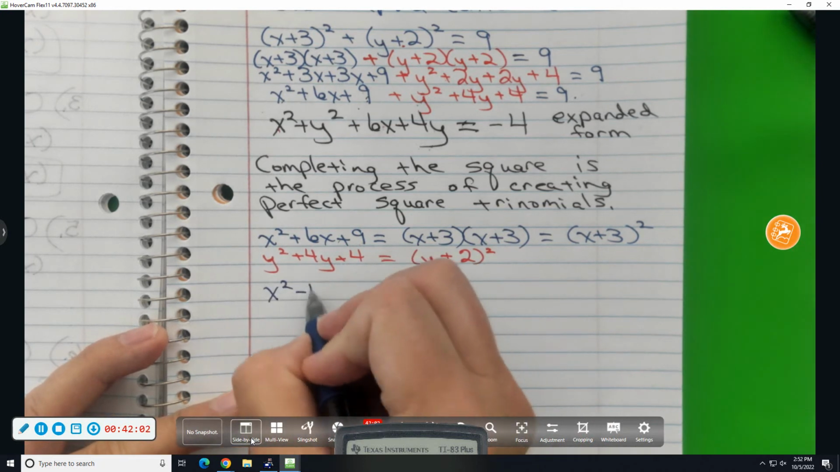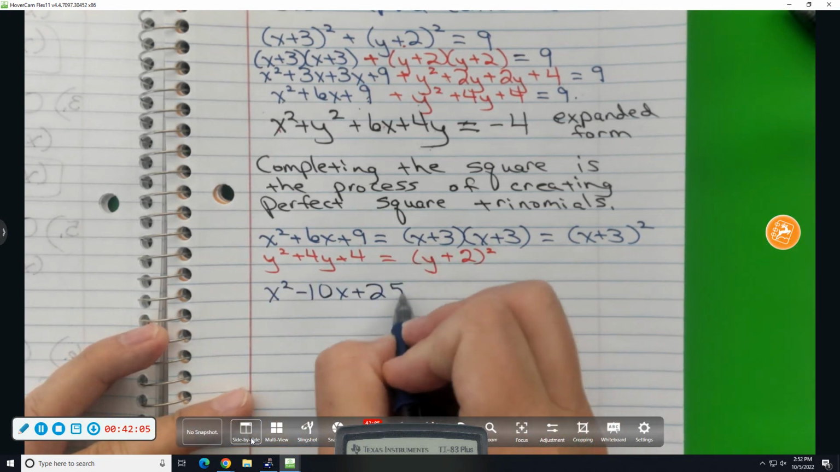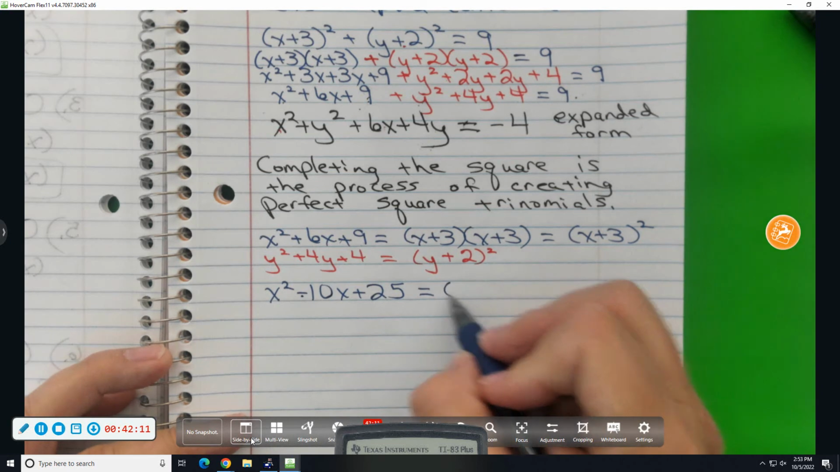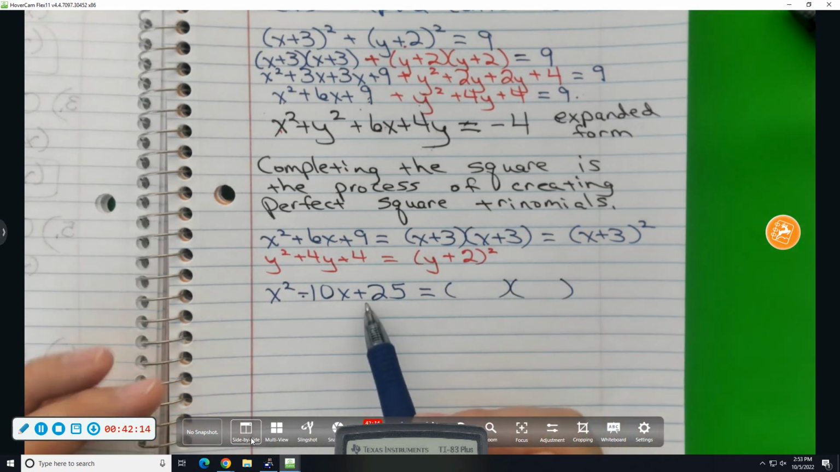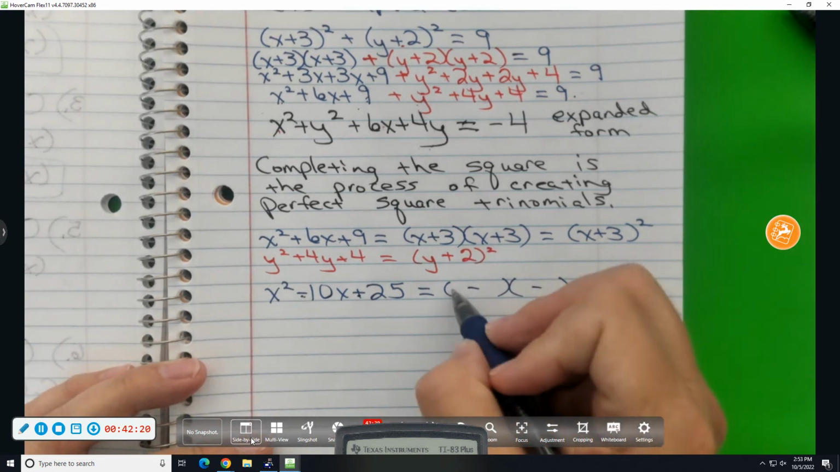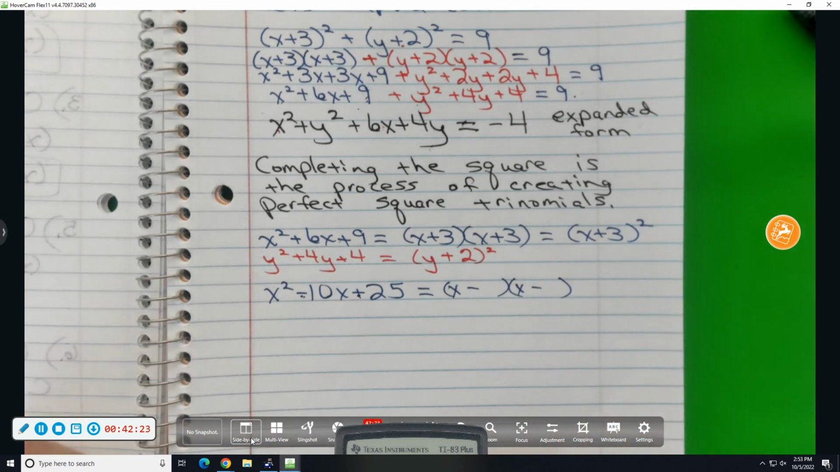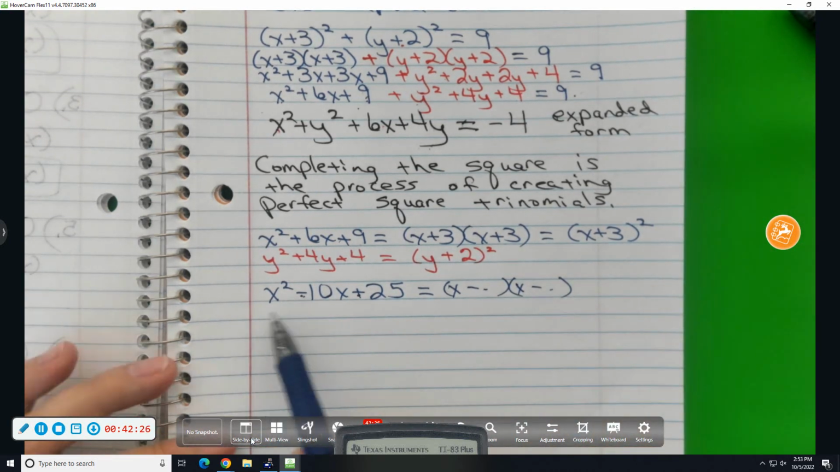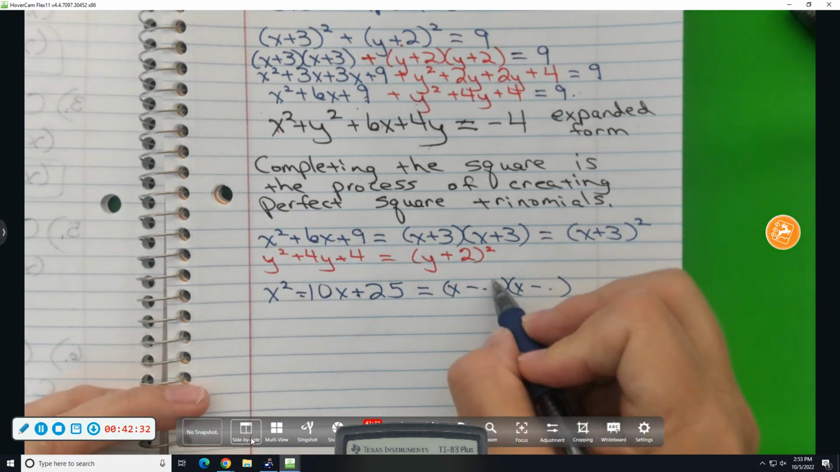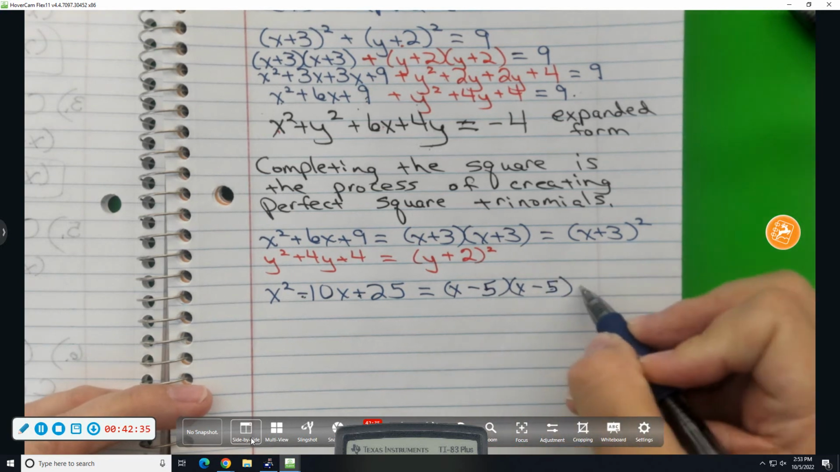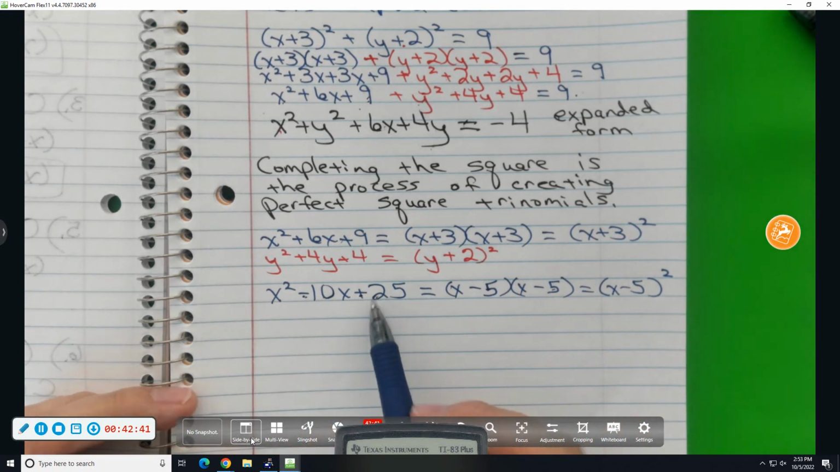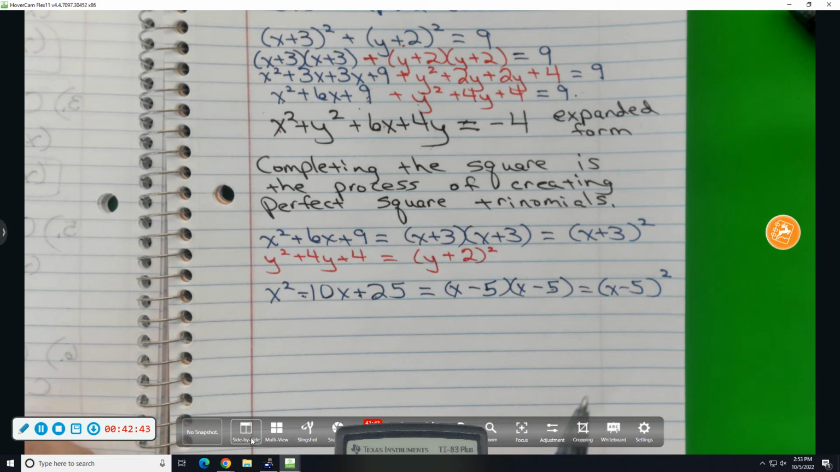x squared minus 10x plus 25. A perfect square trinomial may have a minus. And recalling our factoring rule, if the last sign is plus, you have two of the first signs, x and x. What will we use here and here to give us back x squared minus 10x plus 25? 5 and 5, I agree. So x squared minus 10x plus 25 factors as x minus 5 quantity squared.